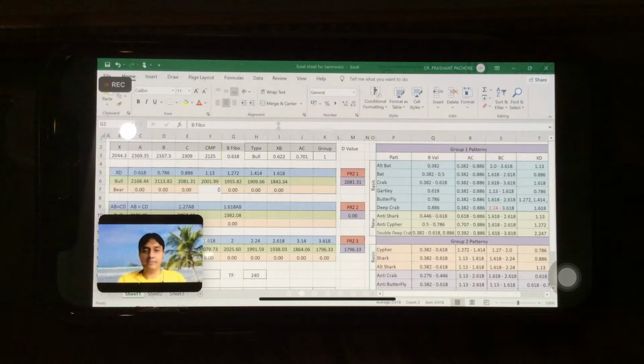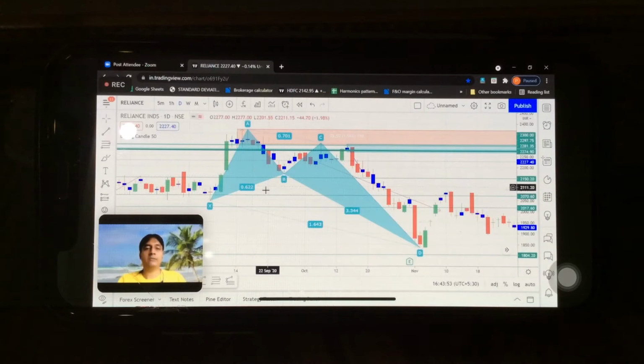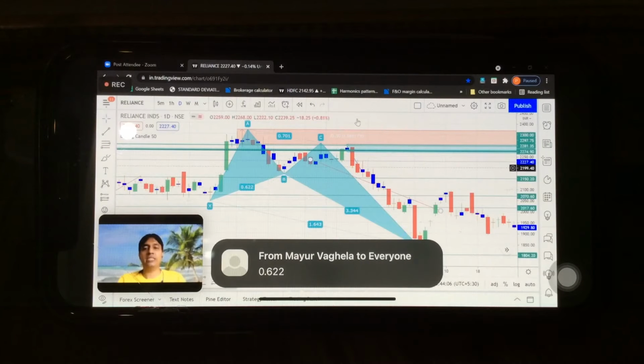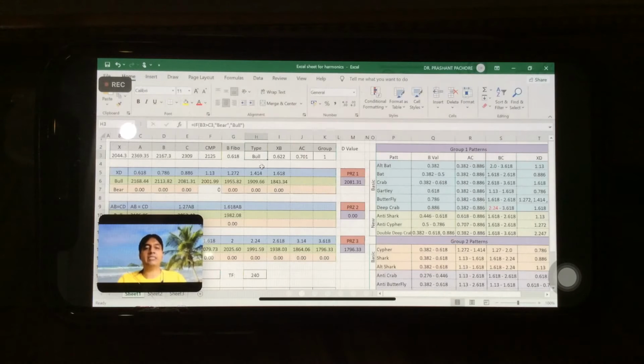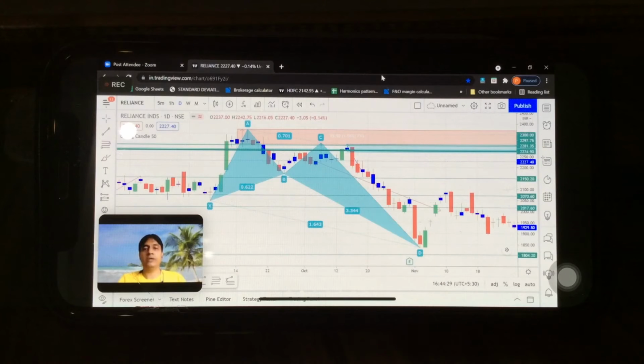Is it near? Let's go and check in the chart. What's the B point? 0.622, right? So it's within the range of 0.04 plus minus of 0.61. It's within that range, so the sheet has given me 0.6. What is it telling, which pattern is there? It's a bullish pattern. We are getting M. Can you make out? It's a bullish pattern.